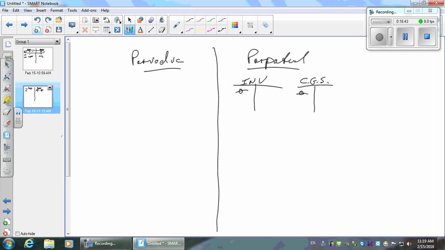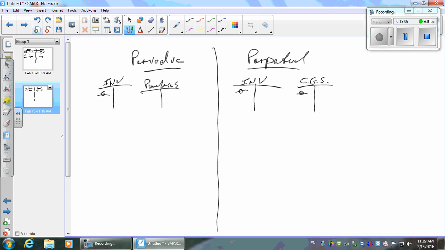Okay? In periodic, we're also going to have inventory. It'll have nothing in it. But we aren't going to use cost of goods sold. Instead, we're going to use an expense account named purchases, where we keep track of our purchases. That's how this thing's going to work. So let's say that we buy $100,000 worth of inventory.